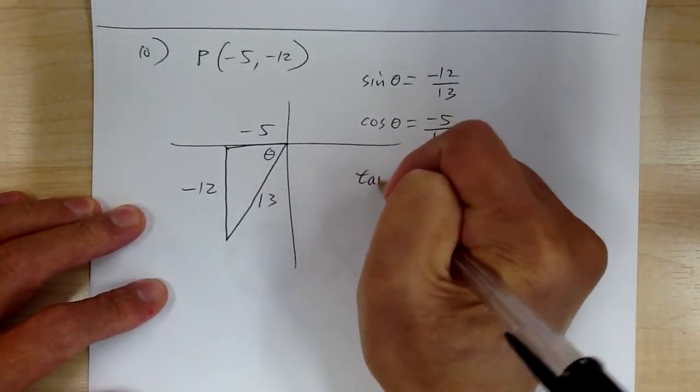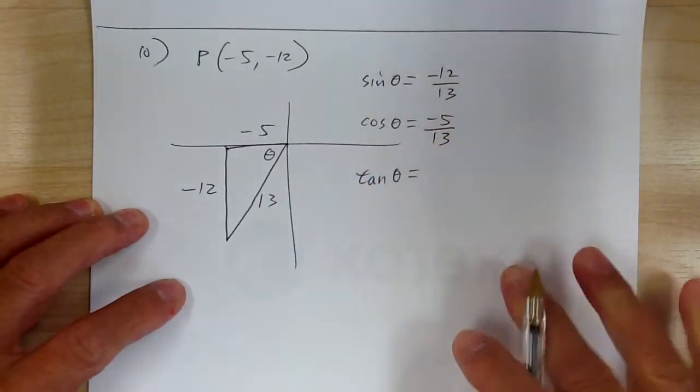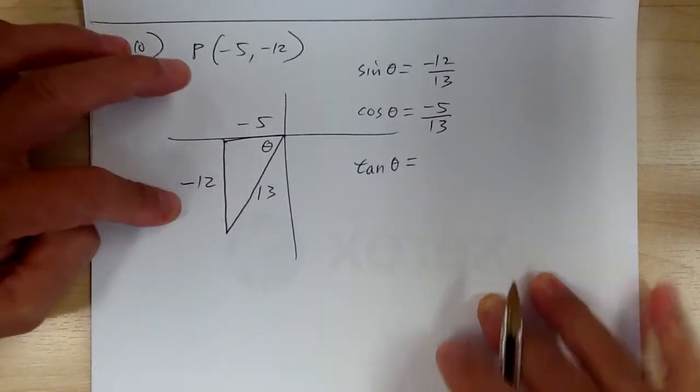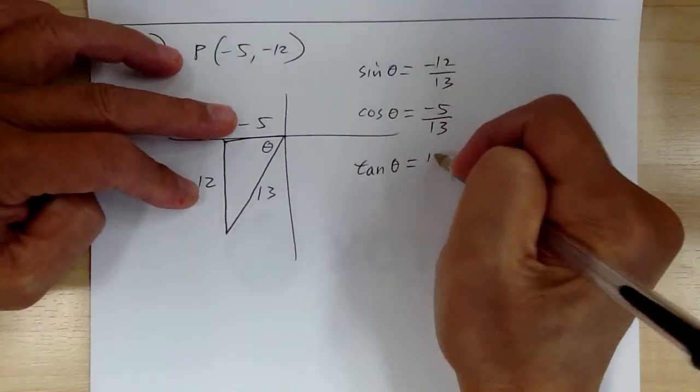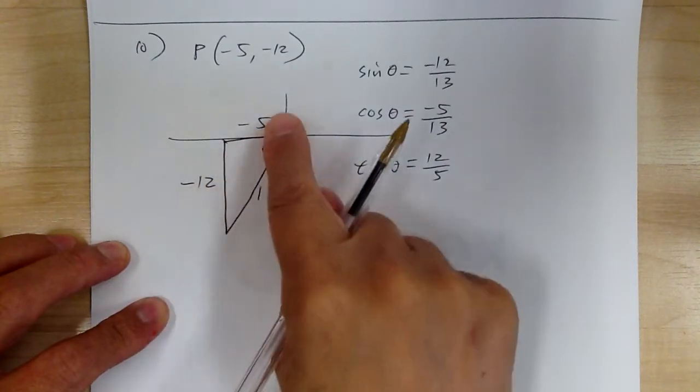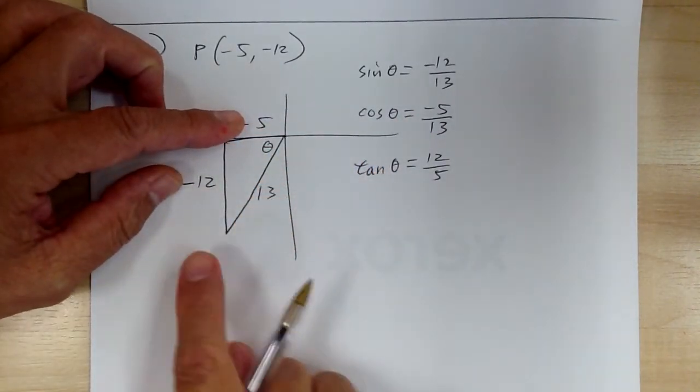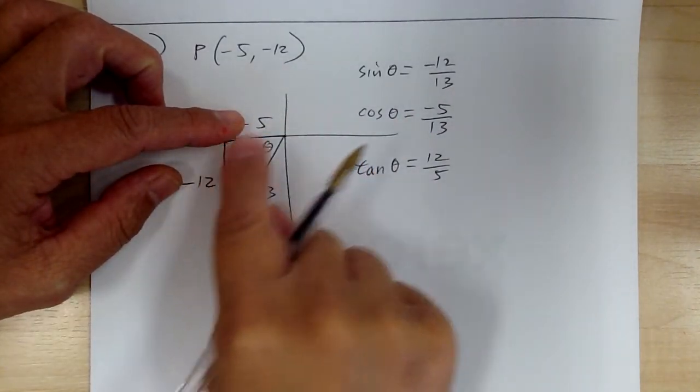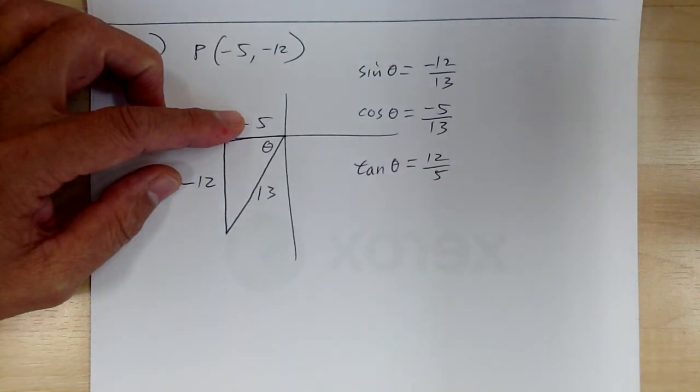And tangent is a slope. Tangent is a slope, so it's y over the x. So it'd be 12 over 5, right? 12 over 5. And the negatives cancel out. So it's vertical, so y over x. So that's your tangent theta.